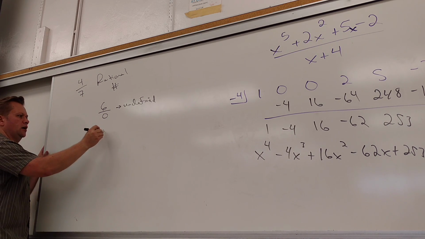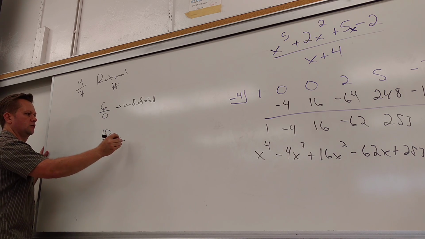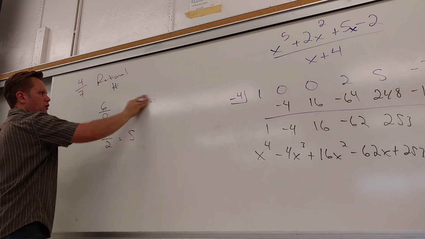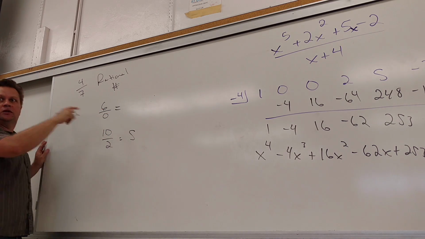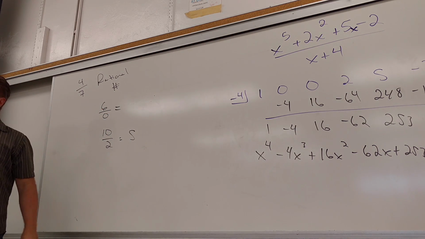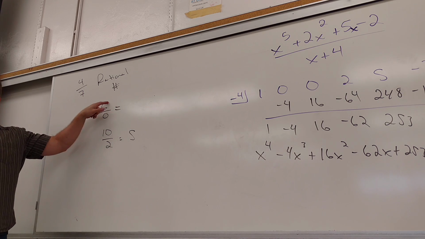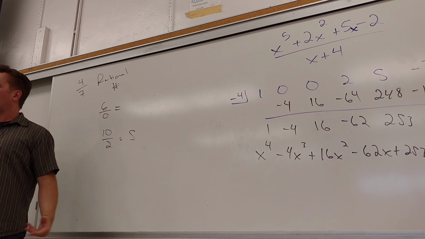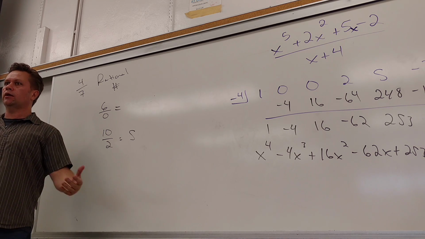Now watch. What's 10 divided by 2? 5. Why? Because 5 times 2 is 10. So the number that I would write here would have to be the number defined such that when I multiply by 0, I get 6. Is there any number defined to do that? So this is undefined. So that's the whole thing, there you go.